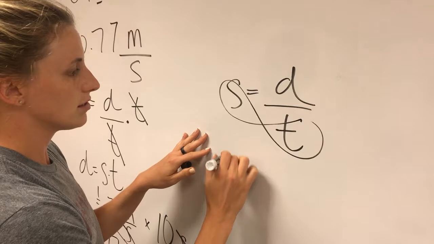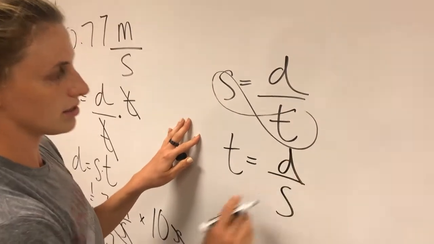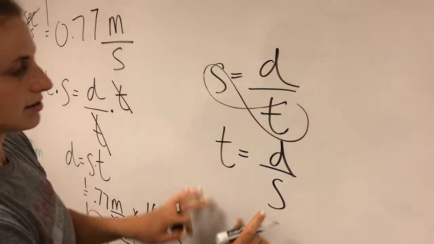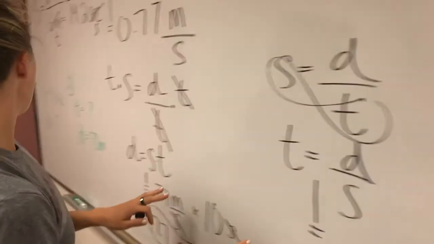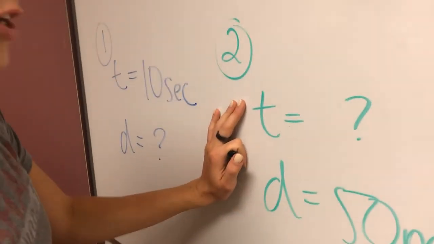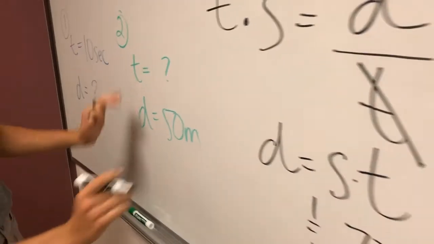So I go like this: T here, S goes on the bottom, D stays on the top. Again, I put the S and the T and I flip them. T's up here, S is here. So we're trying to find T. I know my distance is 50 meters this time. 50 meters. Wow, it's a lot longer than before, okay?